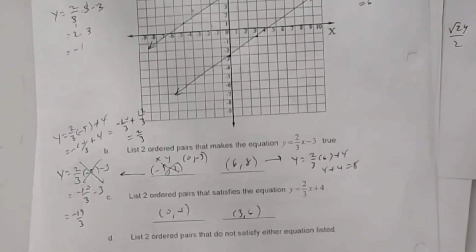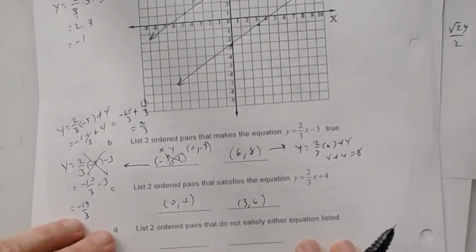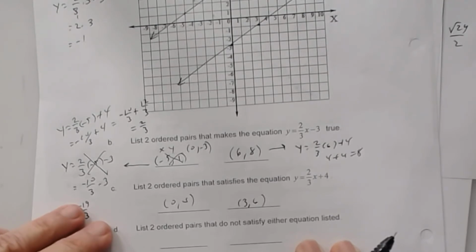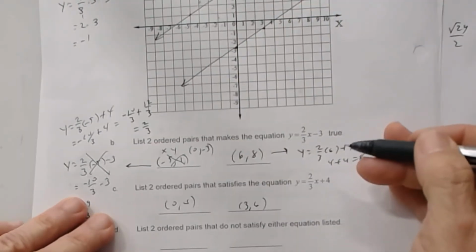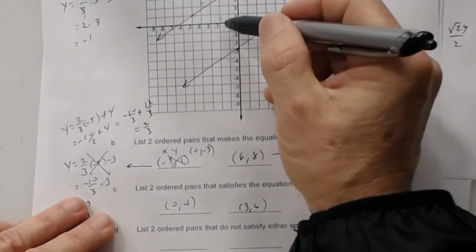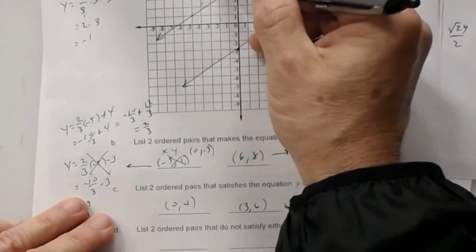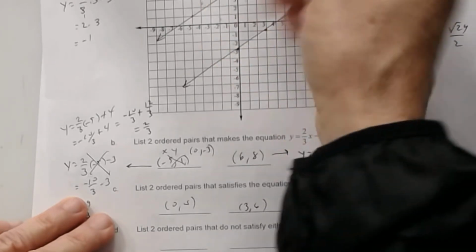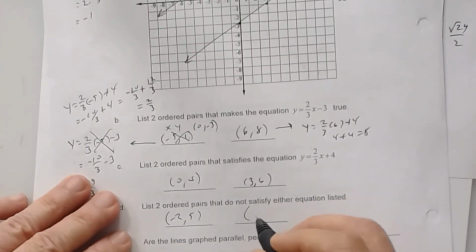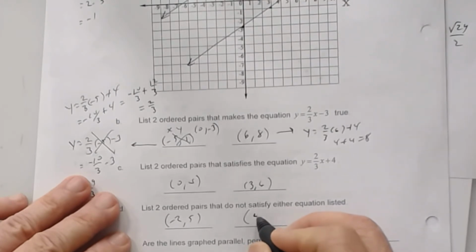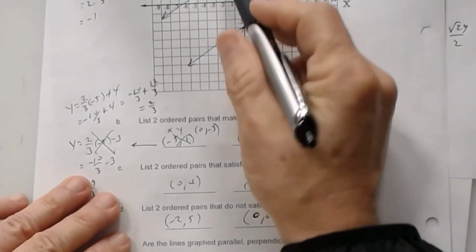Now, list two ordered pairs that do not satisfy either equation. There's a bunch of them, right? So -2, 5, you said? Okay, that's one of them. What would be another one you could have said? 0, 0, that's right. The origin is not on either one of them.